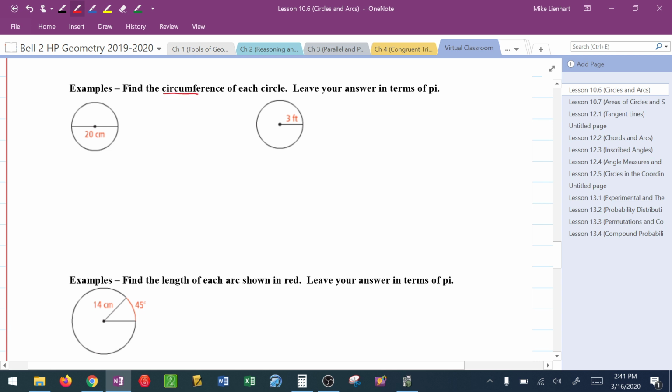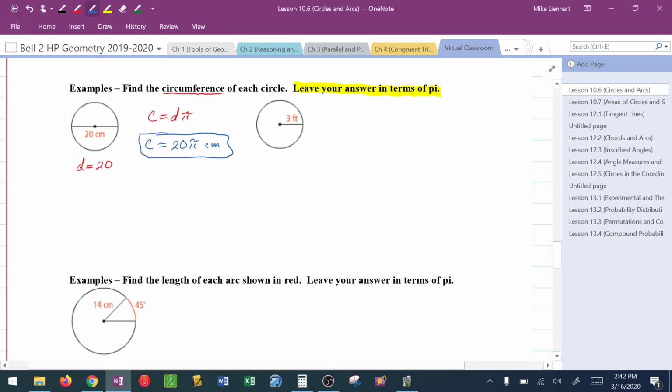The first thing I do whenever I'm dealing with a circle is I identify what they give me. In this circle, they give me a diameter of 20. Now, because they want me to find circumference, I know circumference is d pi. They tell me in the directions to leave my answer in terms of pi. Well, shoot, this is really easy. The circumference is equal to 20 pi centimeters. Don't forget to label it. That's it. There's nothing else to do. They want the answer in terms of pi.